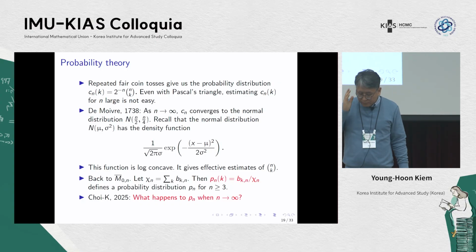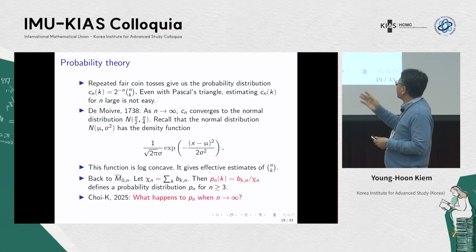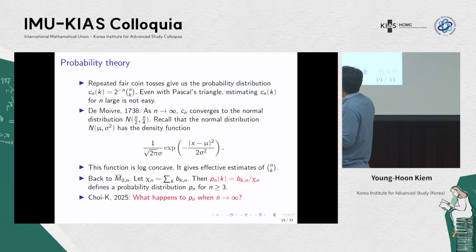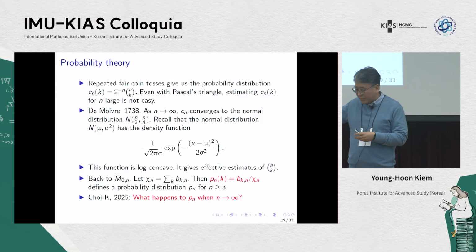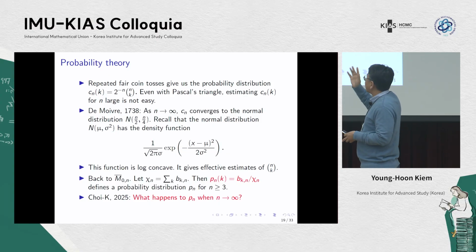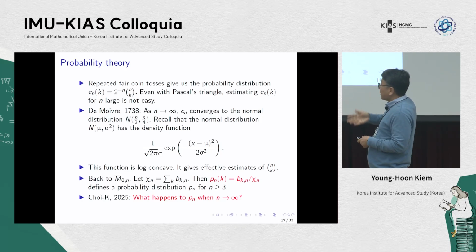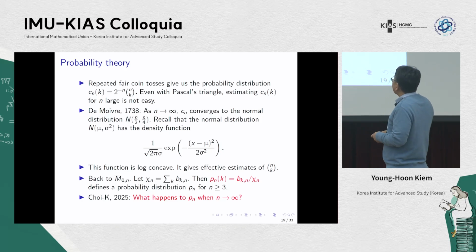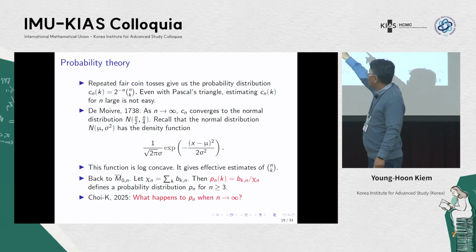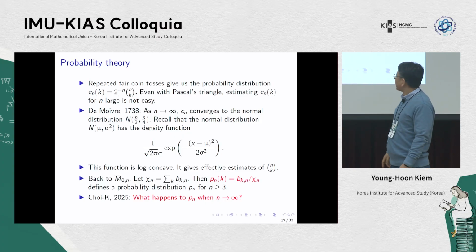So real progress was made in the early 18th century by de Moivre when he discovered that what matters is the limit behavior of this probability distribution. And he proved that this probability distribution converges to the normal distribution as n grows to infinity. And the normal distribution is the distribution given by this density function, 1 over square root of 2 pi sigma, exponential minus (x minus mu) squared over 2 sigma squared.